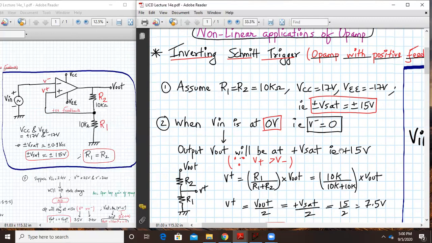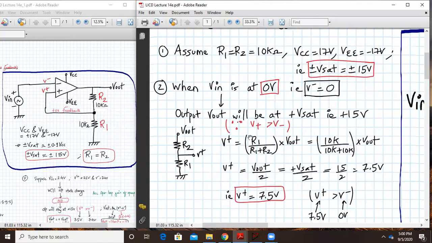Now let us see how. So here, V plus is what? You can write V plus in terms of V out as follows. It is a voltage divider network, so V plus will be R1 upon R1 plus R2 into V out. Basically, we have considered R1 and R2 to be the same, so this will become half, 10 upon 20. So V plus will become V out divided by 2.